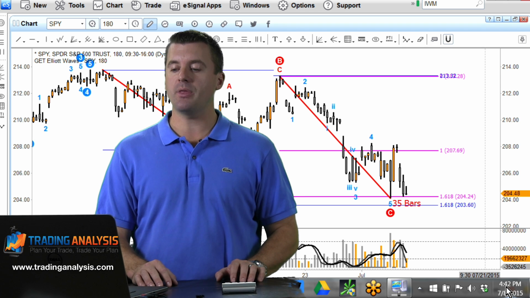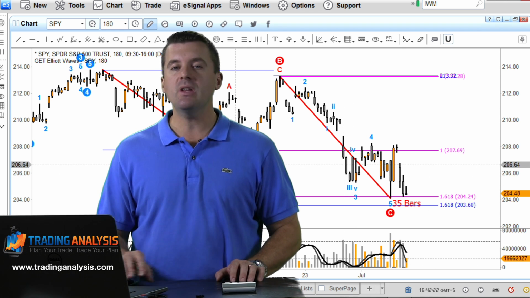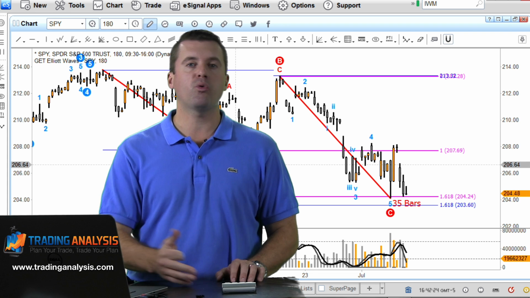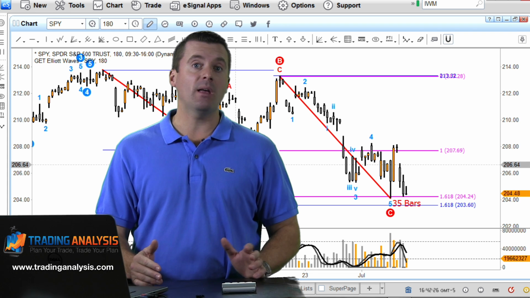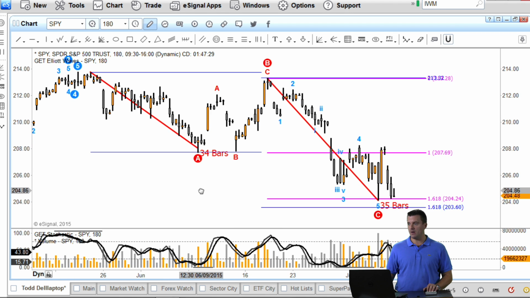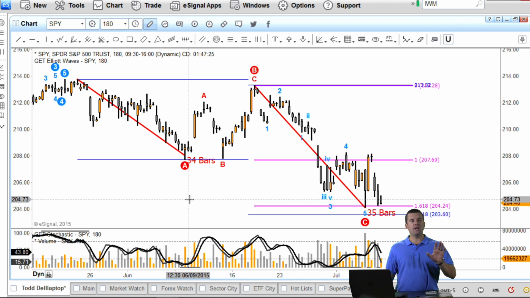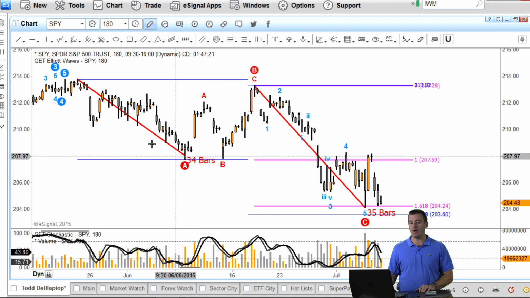But let's take a look at what the markets are doing here. We're using eSignal's Advanced GET here, and we're moving into some pretty interesting Fib, price, time, and some Elliott wave support. So let's dive in. We're looking at the 3-hour chart here of the SPY.